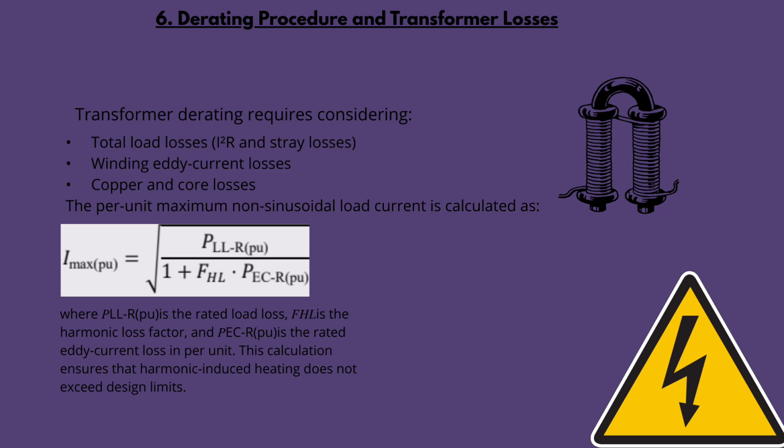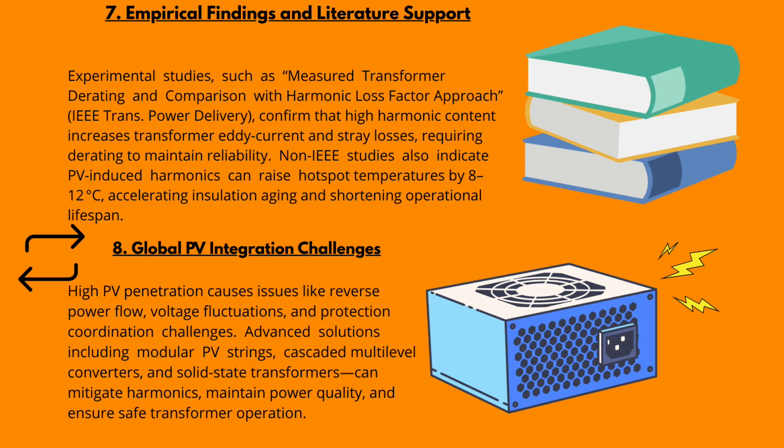This slide explains the transformer derating procedure under non-sinusoidal loading conditions. When harmonics are present, transformer losses increase, especially copper losses, stray losses, and winding eddy current losses. To prevent overheating, the transformer must be derated. The equation shown is used to calculate the maximum allowable per unit load current, taking into account the rated load loss, harmonic loss factor, and eddy current losses. This ensures that harmonic induced heating stays within safe design limits and protects the transformer from thermal damage.